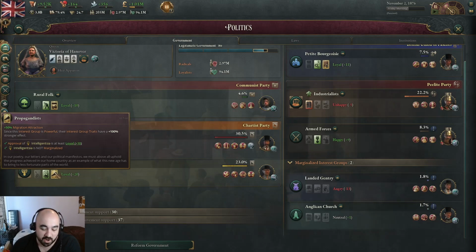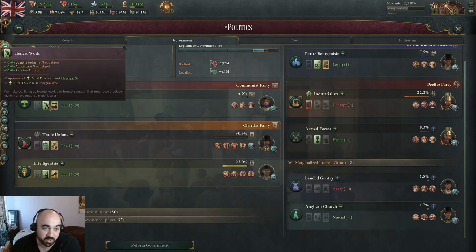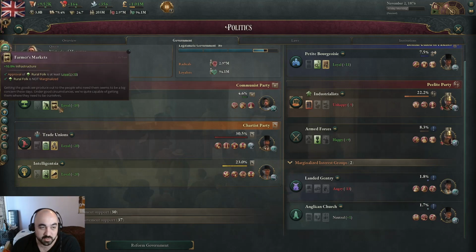Migration attraction is really powerful. A lot of this is just on the back of this migration modifier being really good, but also this, and also them combined with the industrialists will kind of pass all the laws you want in the early game. And then we have the rural folk, who are not very strong in the early game, practically speaking hard to get, but these bonuses are quite strong if you can get them powerful.